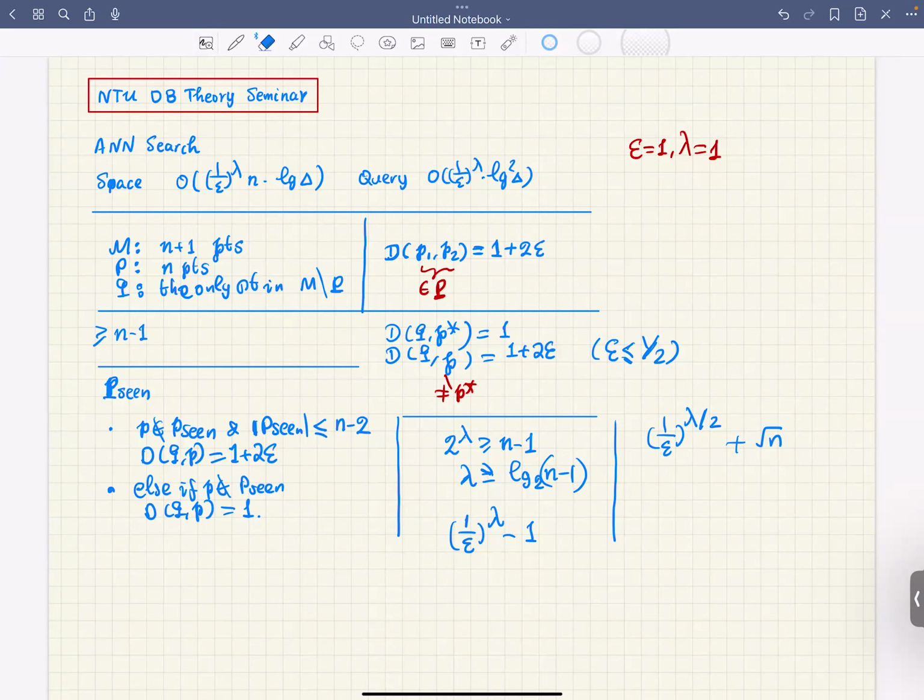If someone claims in a paper that the space is always linear, it must be a lie, or it must be a temporary observation from some limited number of experiments. You see what I'm saying? From a theoretical perspective, it's simply not possible to have a proximity graph with a linear number of edges. I will prove to you N log delta is already optimal in the worst case.